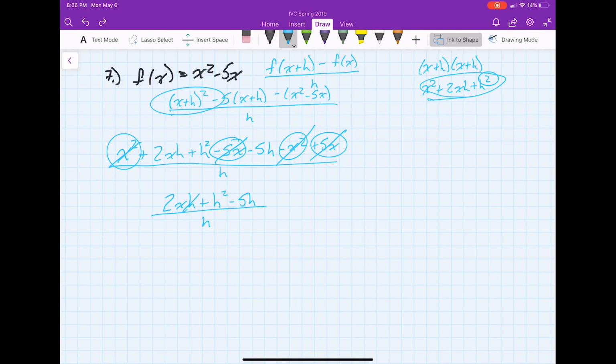Well, this h can cancel. This h can cancel out, and one of those h's will be gone, and this h will be gone. So we'll be left with 2x plus one of the last h's minus 5. So that's a simplified form of that guy.